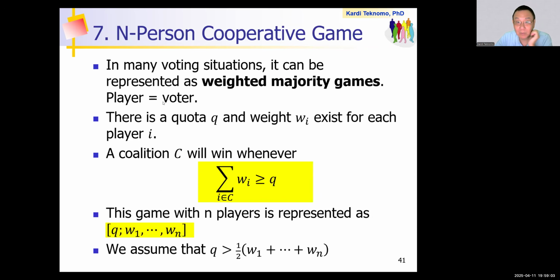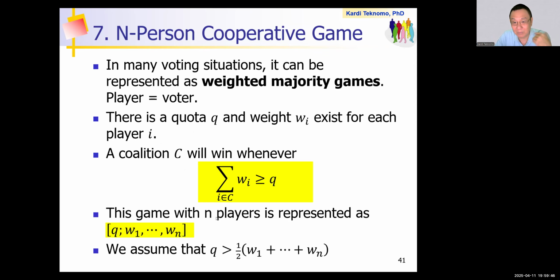So in many voting situations, it can be represented as weighted majority games, meaning more than half. Suppose there is a quota Q and a weight Wi. Now, Wi exists for each player, and you are supposed to form a coalition to win. Meaning if your sum is larger than a certain quota, then that coalition will win. So this is called n-person cooperative games.